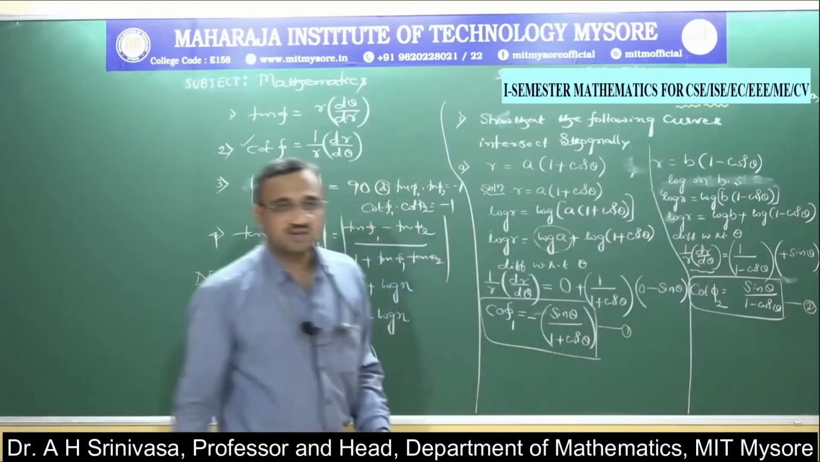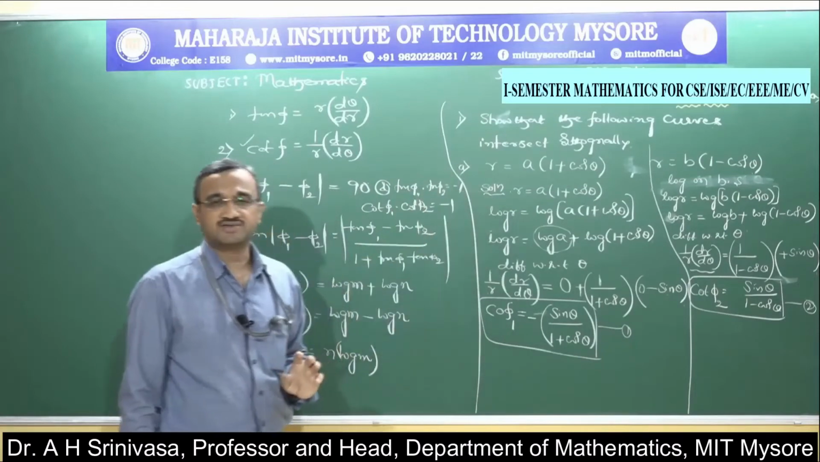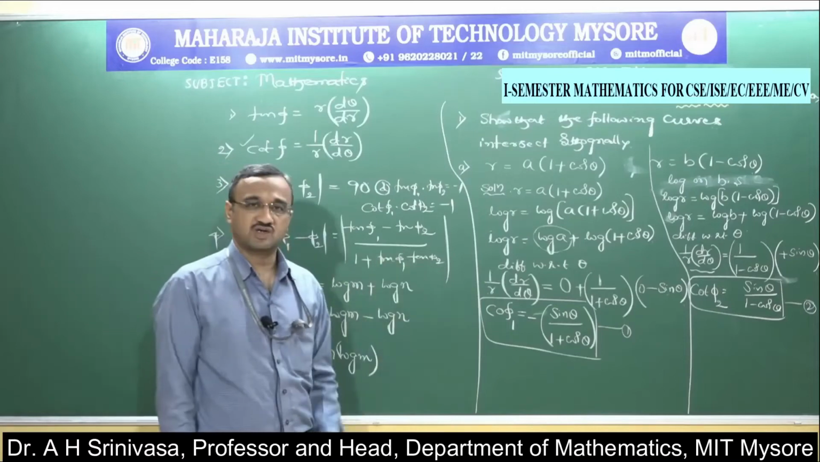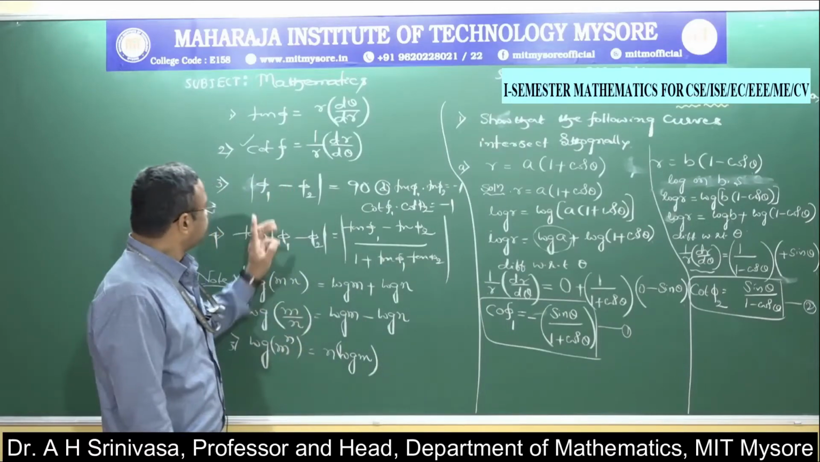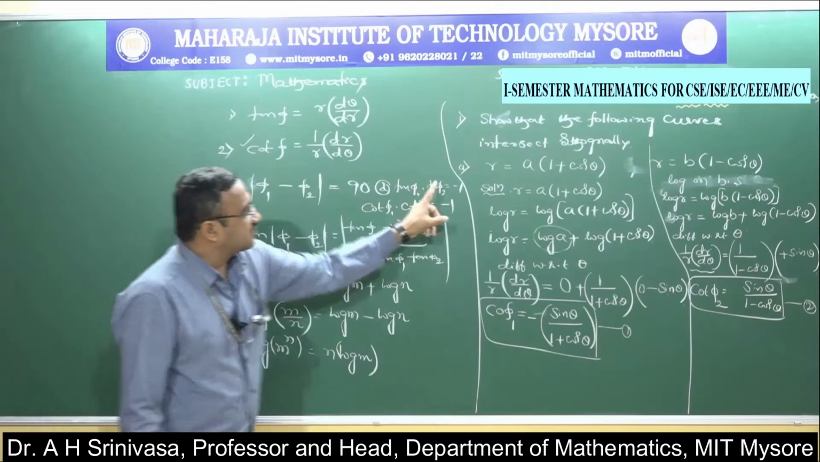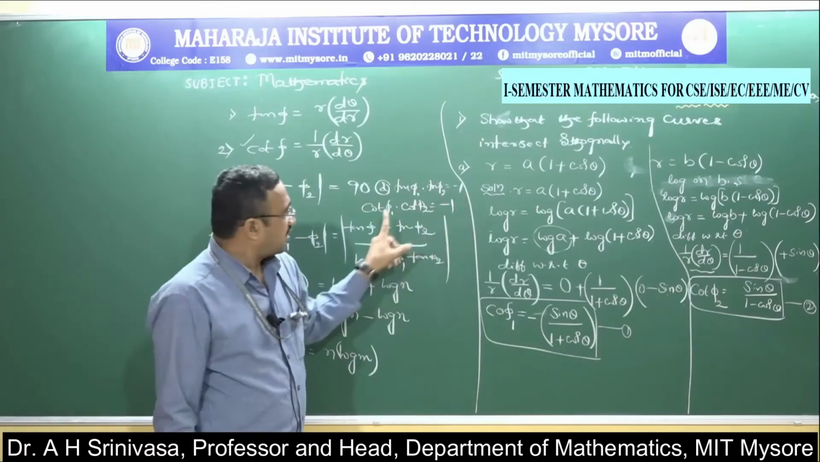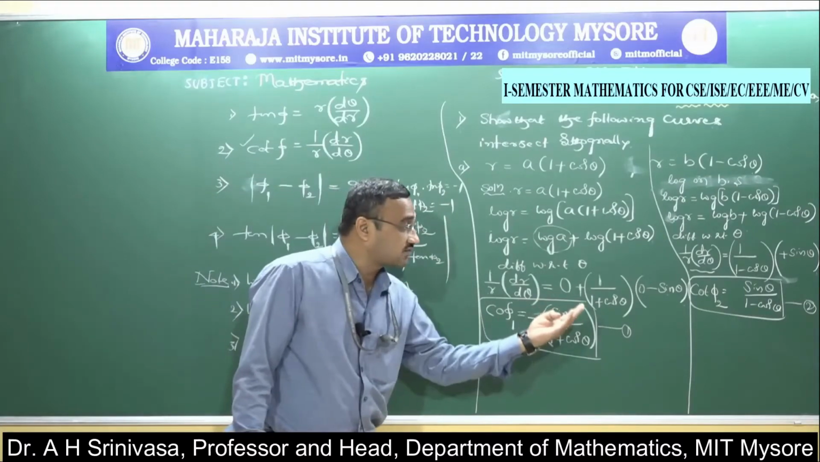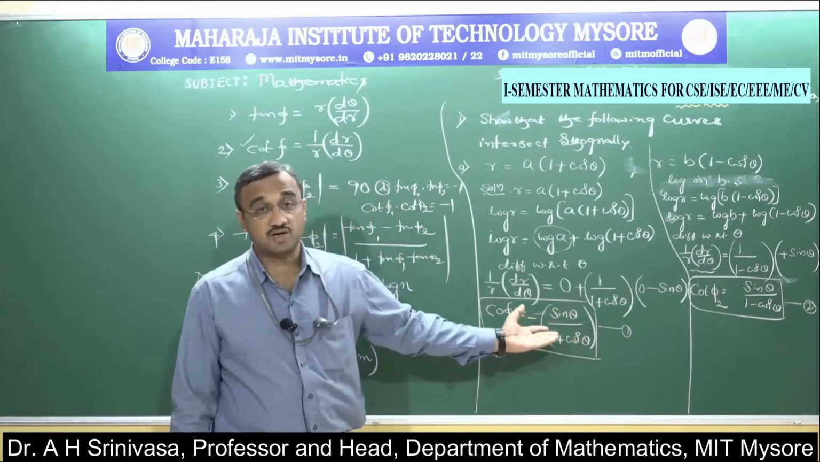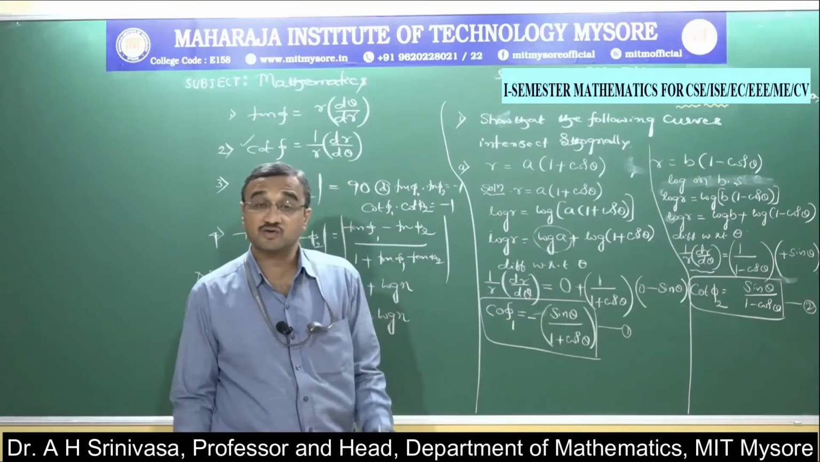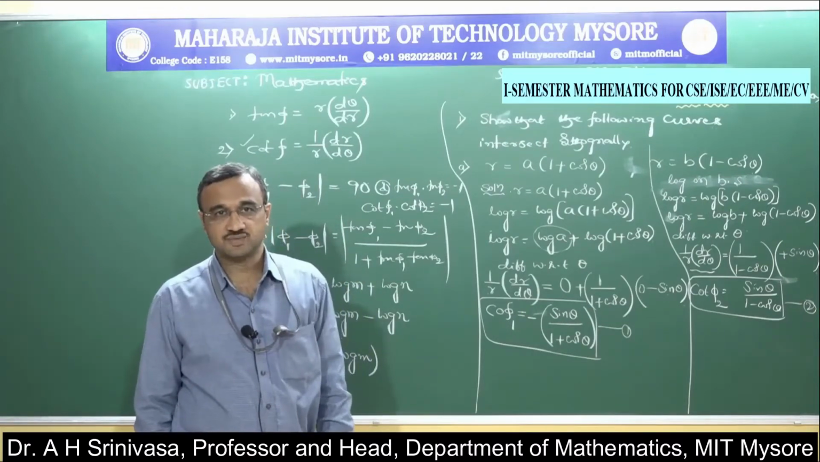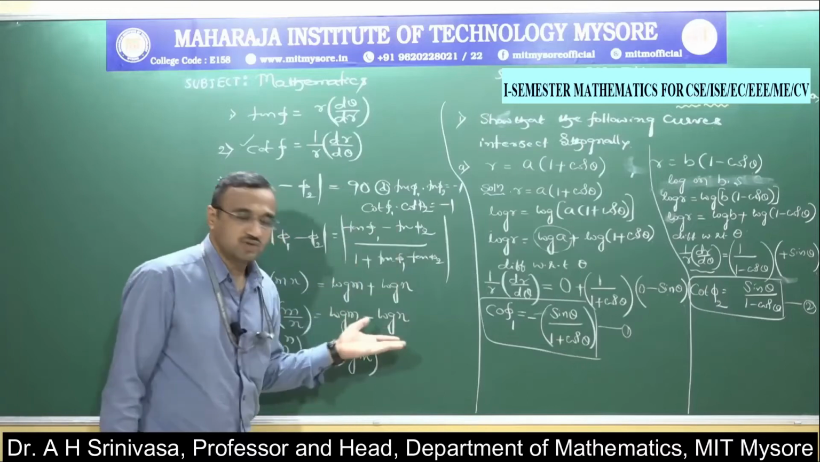In this problem, what they ask you is to show that the curves intersect orthogonally. There are 3 options for showing that. Either use tan phi 1 into tan phi 2 equal to minus 1, or cot phi 1 into cot phi 2 equal to minus 1. This is the second option. Or you can extract phi 1 and phi 2 using some trigonometric formula, then subtract them. You can also show it is orthogonal. Which is convenient for you, you can use it.